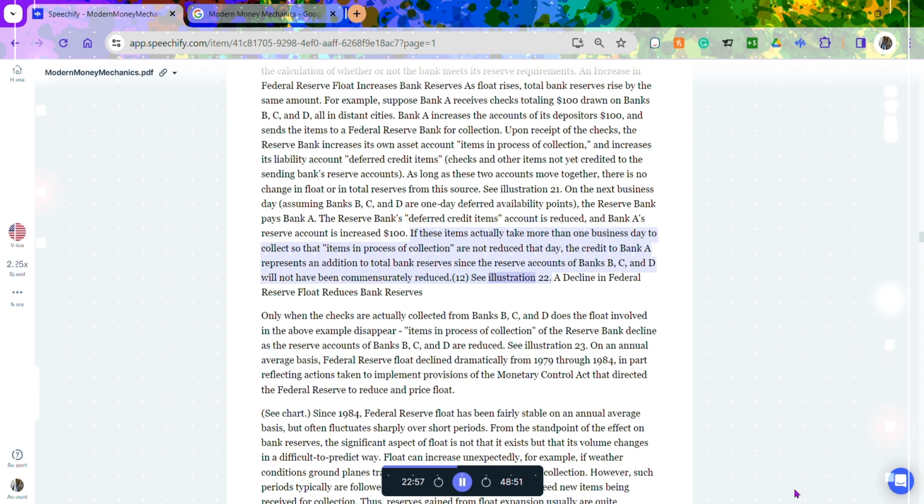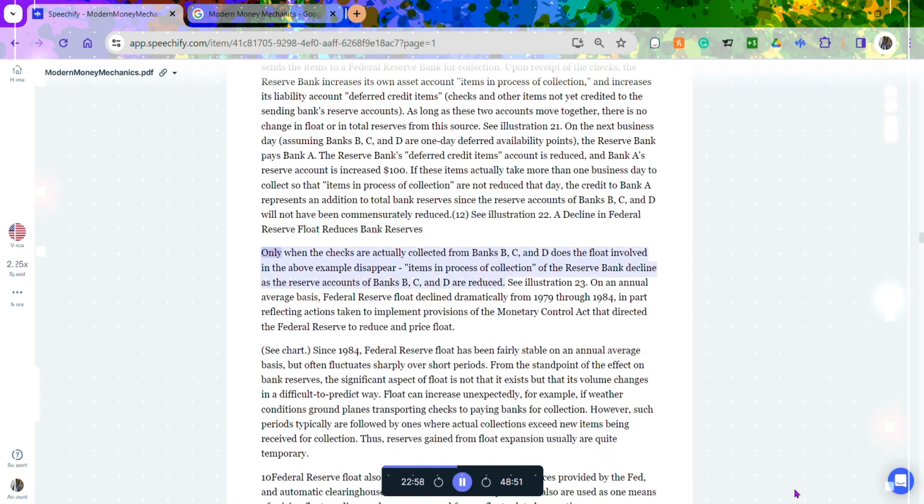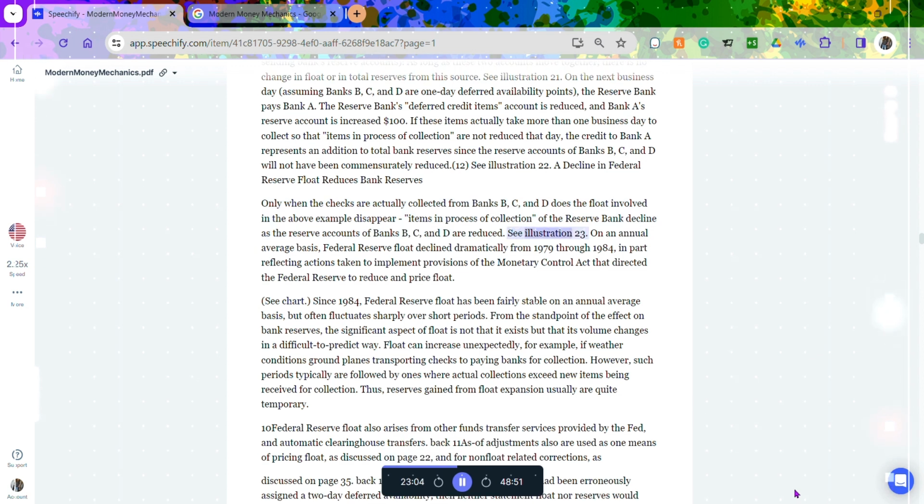See illustration 22. A decline in Federal Reserve float reduces bank reserves. Only when the checks are actually collected from banks B, C, and D does the float involved in the above example disappear. Items in process of collection of the Reserve Bank decline as the reserve accounts of banks B, C, and D are reduced. See illustration 23.